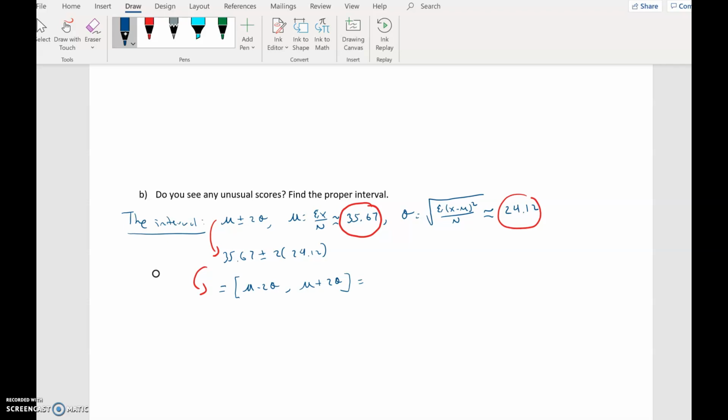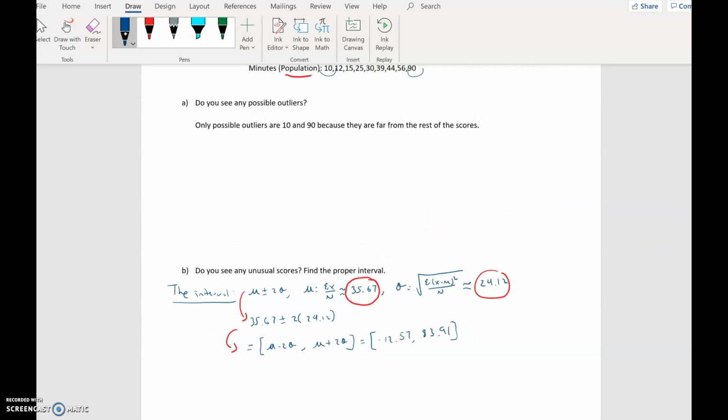Okay, so let me tell you what I'm getting, and then we'll round it in a minute. So I'm getting for this one, the actual lower limit, negative 12.57 to 83.91. Now, we do have to do a rounding.